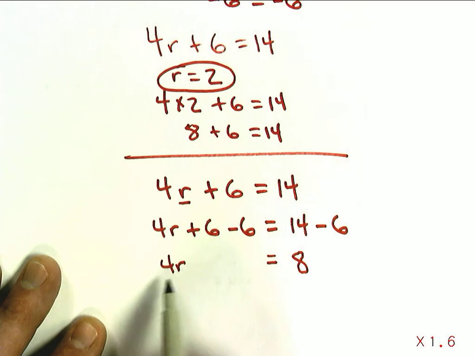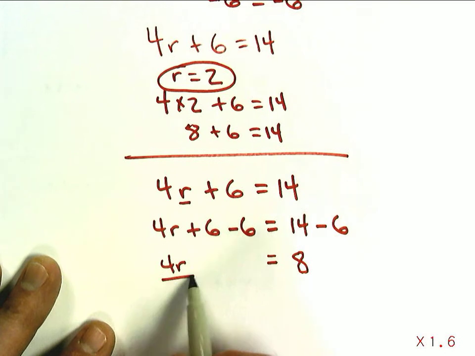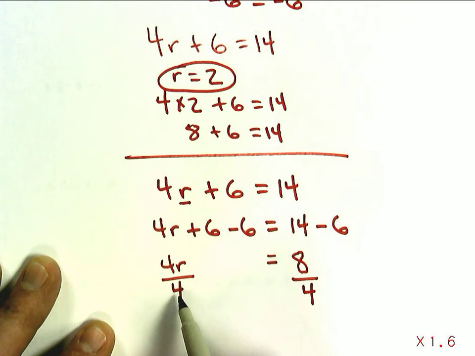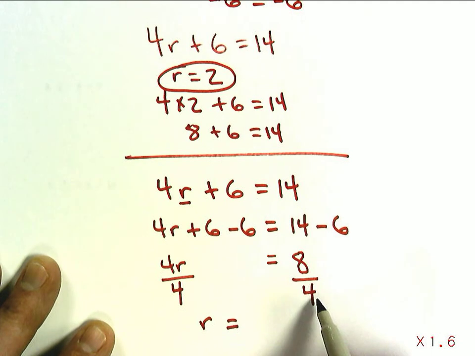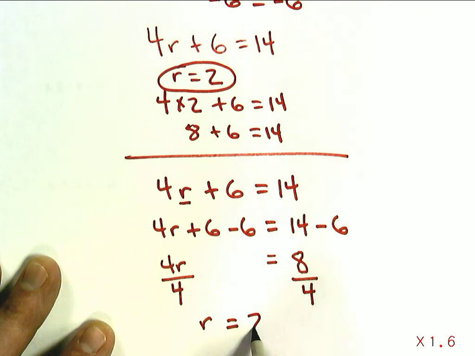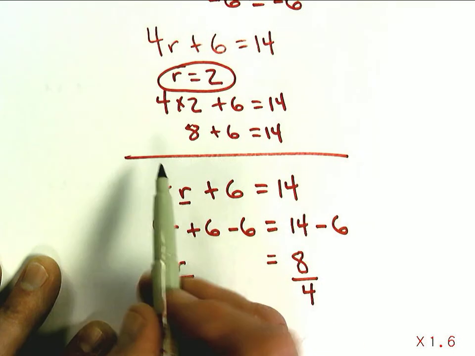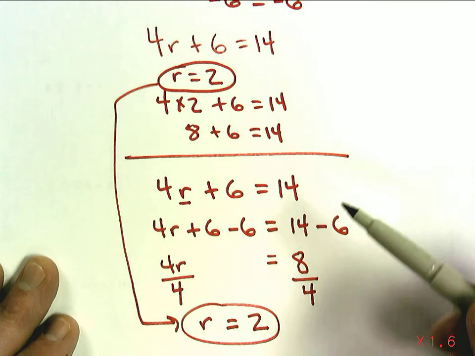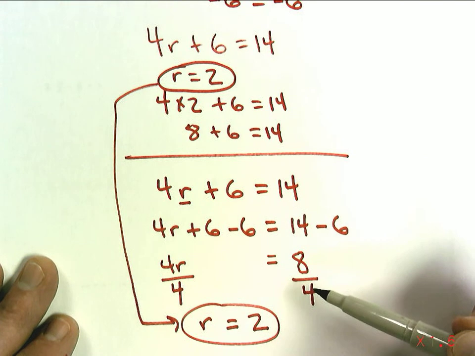And now this is 4 times r, and so the opposite or undoing of multiplication is division. So if I divide both of these by 4, 4 divided by 4 is 1, and 1 times r is r, so I'm left with r equals 8 divided by 4, which is 2. And that's what I originally found just by guessing. So I could have guessed and found it, or if I am trying to understand how I might do a more difficult problem that's going to require more steps, this would be the algebraic way.